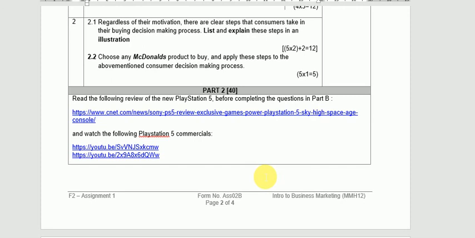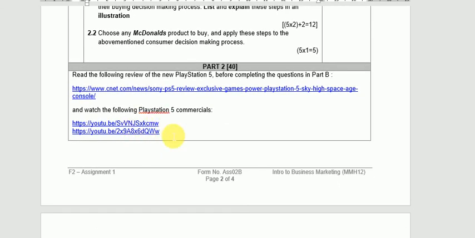Let's go to part number 2. Part 2, we are going to use a different case study that refers to PlayStation 5. Some of you with children will know. Some of you who are still children yourself at heart, you will definitely know about PlayStation and PlayStation 5. Go to that website. That's where you'll find the information to complete this particular part 2, as well as look at those 2 videos that I have provided links for.